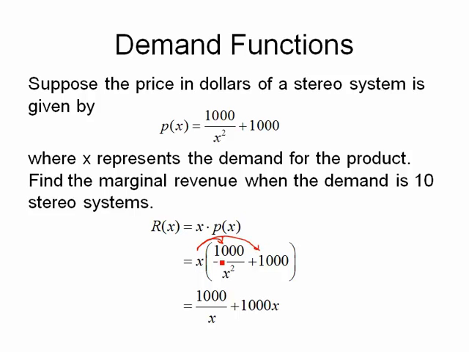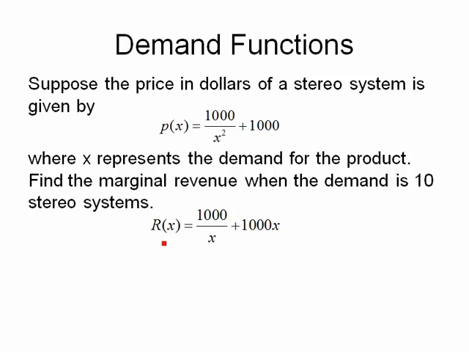So x times 1,000 over x squared, well, an x is going to cancel, leaving us with 1,000 over x. X times 1,000 is 1,000x. So our new revenue function is 1,000 over x plus 1,000x. And to get the marginal revenue, we're going to need to go ahead and take the derivative and then plug 10 into it and figure out what that means.